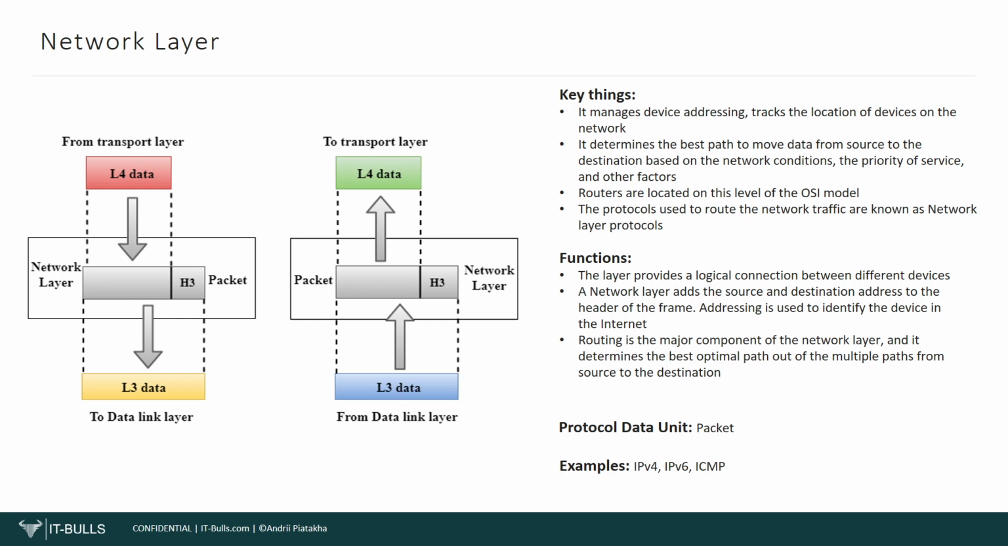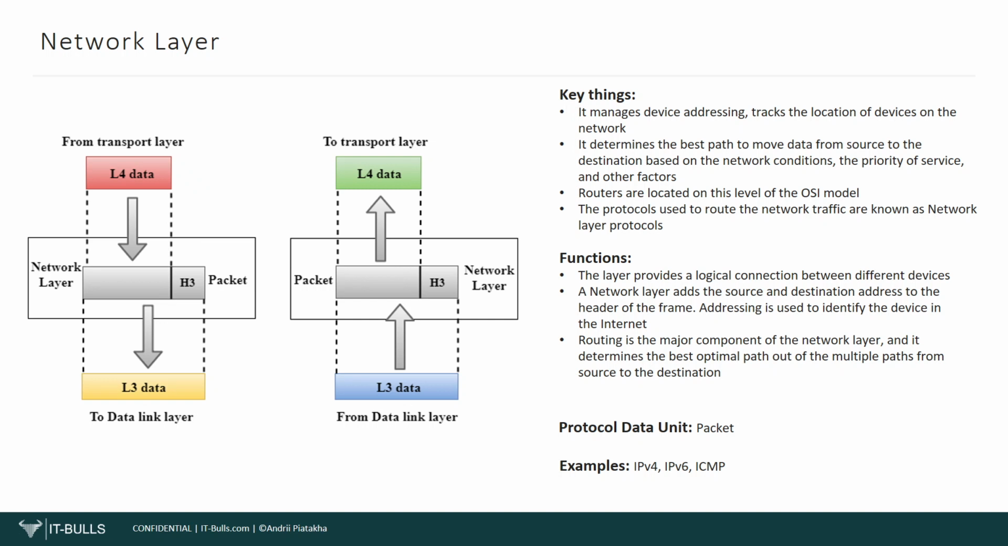Right above data link layer, we have network layer. This is the third layer that manages device addressing, tracks the location of devices on the network. It determines the best path to move data from source to the destination based on the network conditions, the priority of service, and other factors.